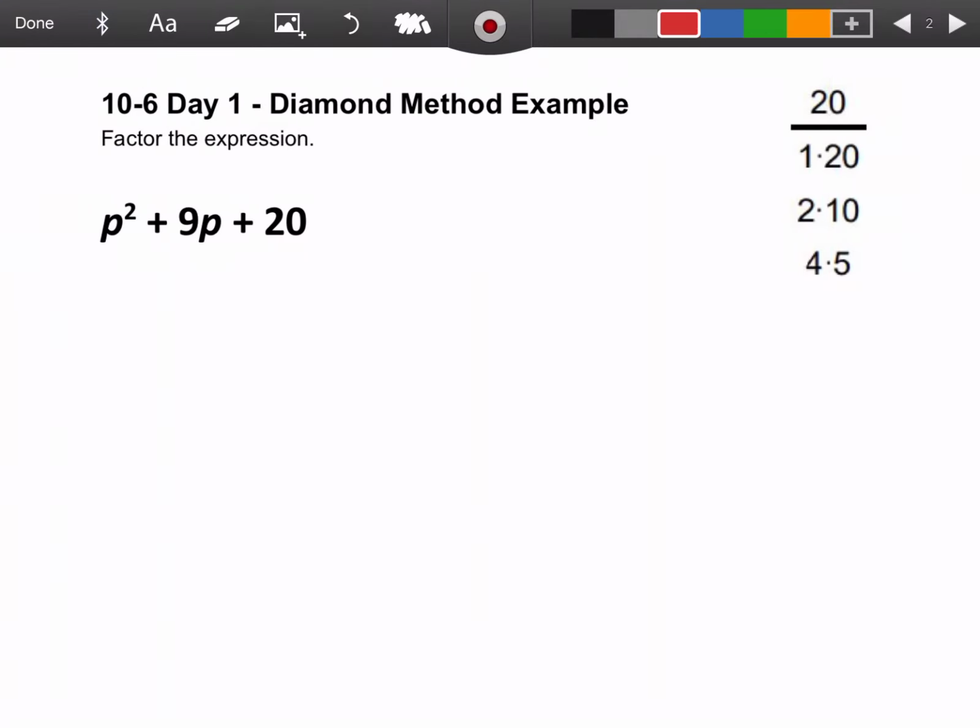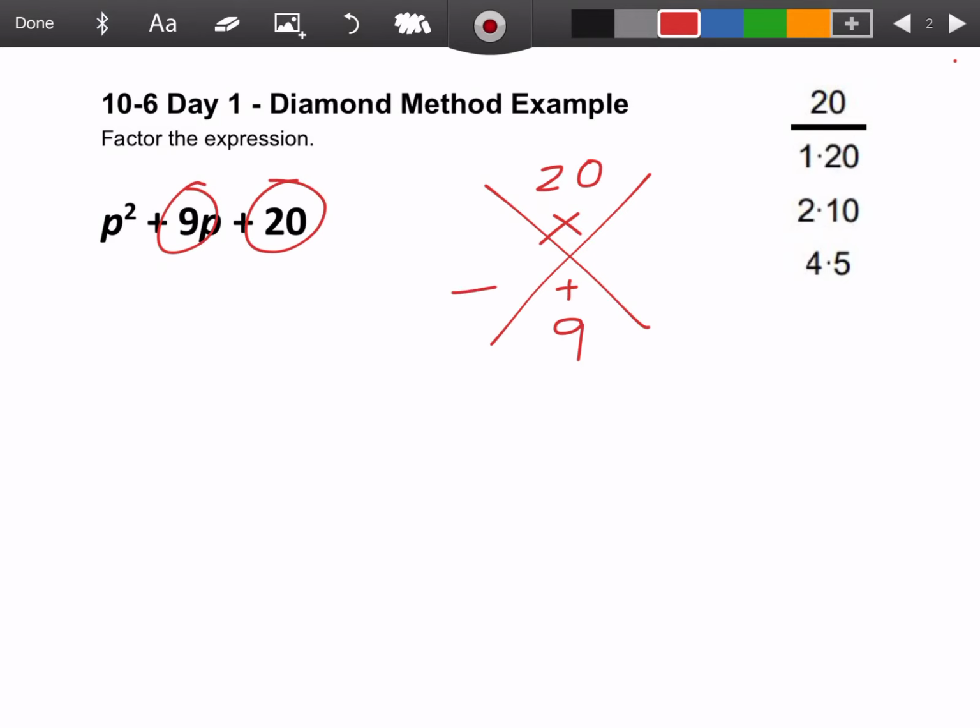So here's another example. We have p squared plus 9p plus 20. So we have 20 and we have 9. That last number is always the one that we have to multiply to get to. So we have to multiply to get to 20, and we need to add to get to 9. So we need two numbers that do that. If you take a look at your factor sheet for 20, hopefully you'll see that 4 and 5 are those two numbers.